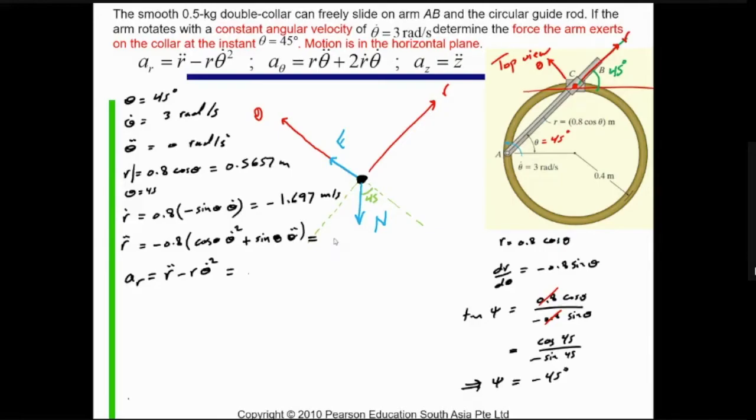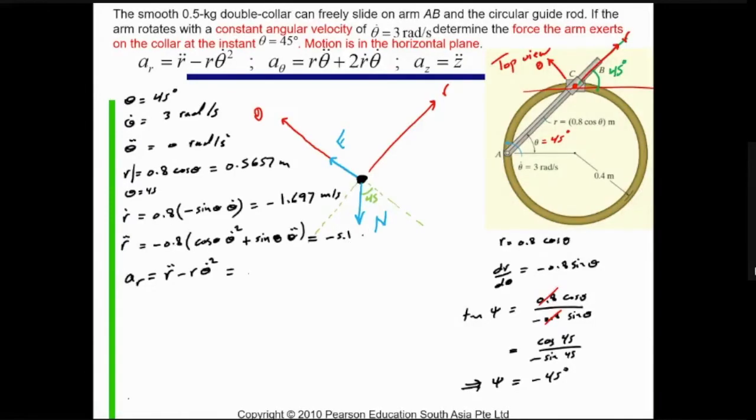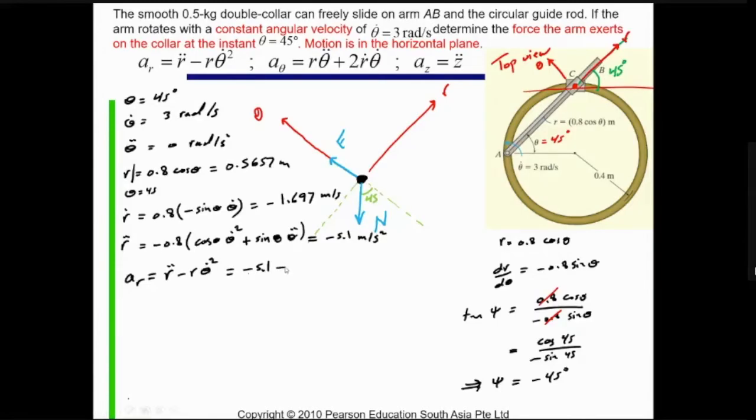Okay, so can we have a confirmation? Okay, so negative 5.1. So here we have negative 5.1 minus R, which is 0.5657, times theta dot, which is 3. So AR equals 2.